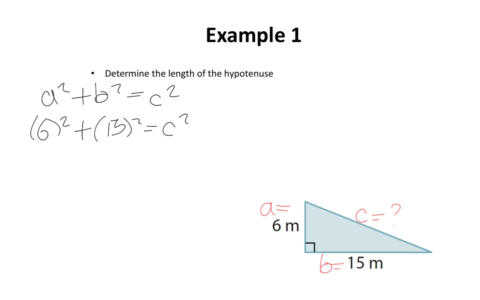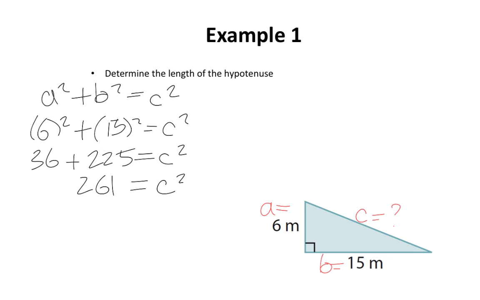6 squared is actually 6 times 6. A common misconception is that it is 6 times 2. 6 times 6 is 36, and 15 squared is 15 times 15, which is 225. Everything else on the right side stays the same. Please don't forget that squaring something is not multiplying by 2. It is multiplied by itself. Therefore, 36 plus 225 is 261, and that is equal to c squared.